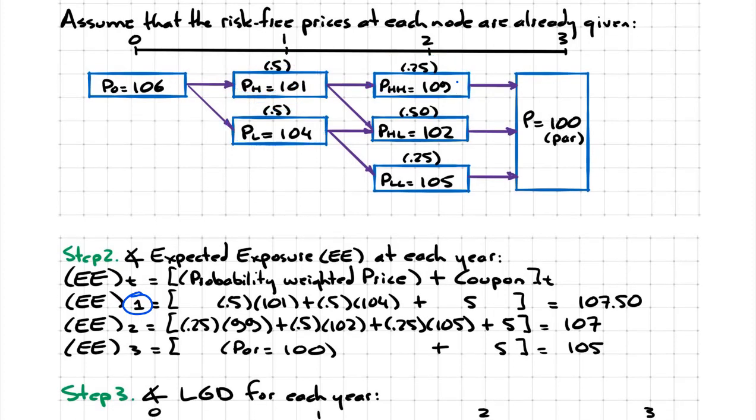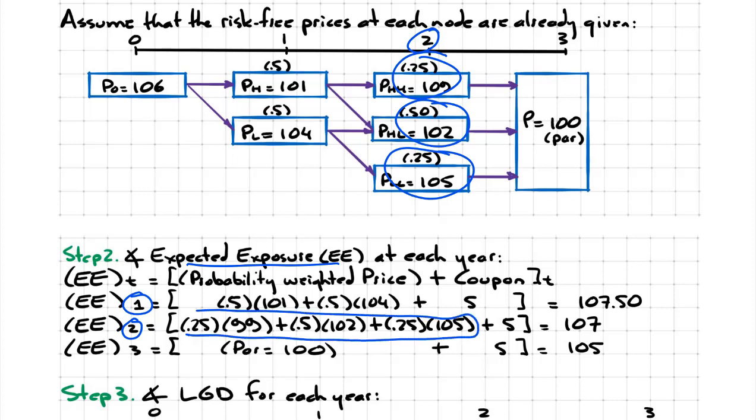Now, how about for year 2? What are you exposed to? Well, first tell me what your bond is worth. Well, at t equals 2, I have 3 possible bond prices. Can you just give me a probability weighted average? Sure. There's 25% of 109, 50% of 102, 25% of 105, and that's exactly what I have there. Is there anything else you're entitled to at t equals 2 that you may lose if the issuer defaults? Yes, they owe me a coupon. So when you add all that up, you have a total exposure of 107.